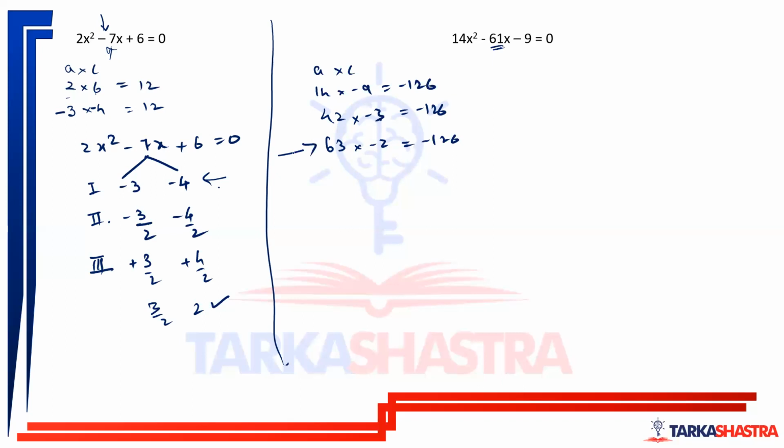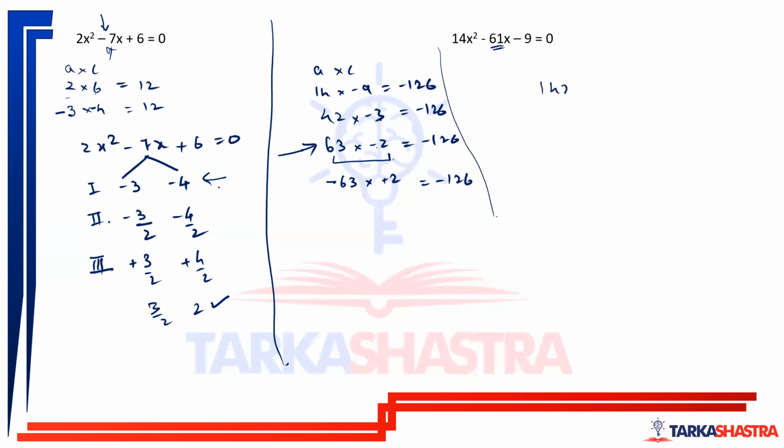I know this is difficult, but that is what we are practicing for. I know once you solve 20-25 questions, you will get the hang of it. I am just explaining to you how to solve it. So 63 into -2 is -126, which is 63 and -2. I can make it 61, but 63 minus 2 is positive 61. I want -61. So it will be -63 into +2 is equal to -126.